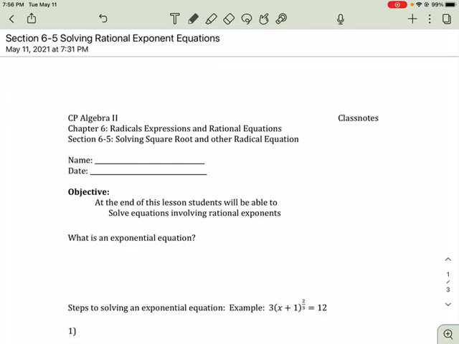Hi everyone. So today we're going to work on solving rational exponent equations. The other day we did radical equations where we had our variable underneath our radical. We squared or cubed, whatever our root was, so that we could cancel out the radical with the power. Today we have a power and we're going to figure out how to get rid of that power so we can solve for our variable.